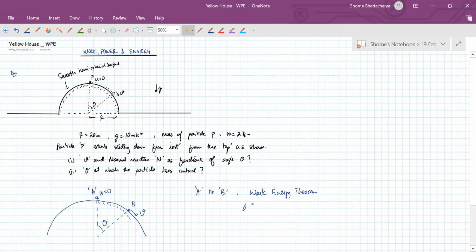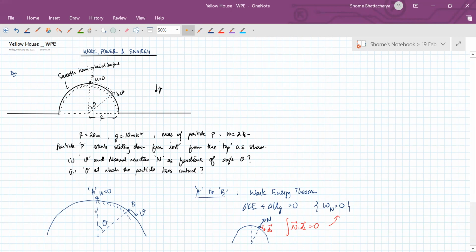So the change in kinetic energy of the particle plus the change in gravitational potential energy should be 0, because the work done by the normal reaction is 0. As you know, the normal reaction always acts perpendicular to the instantaneous velocity's direction, so the work done by it is 0. At any point of time, the normal reaction is acting like this, and the instantaneous velocity is tangential, so your ds is also in the tangential direction. So the integral of N dot ds will be 0. So the work done by the normal reaction is 0.